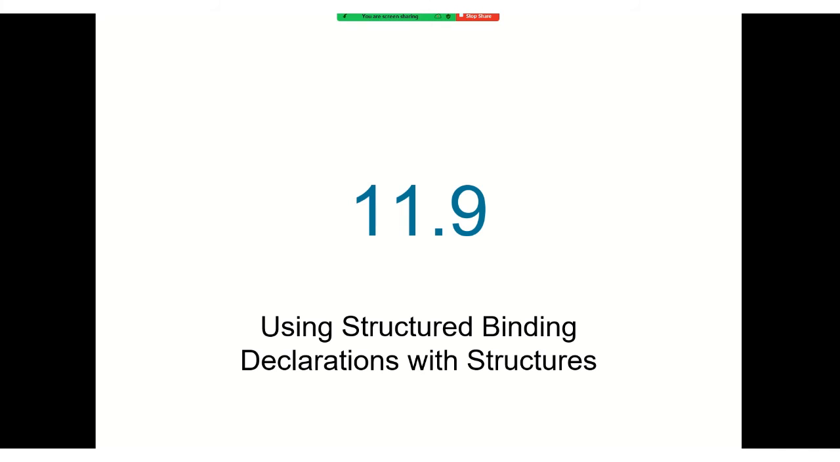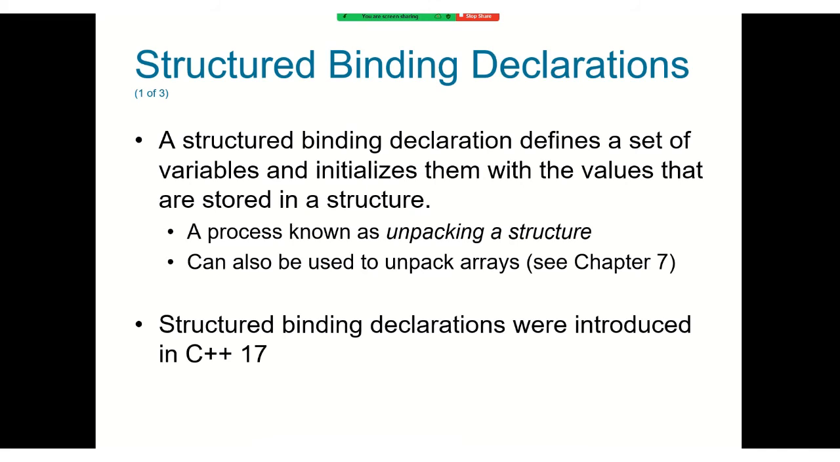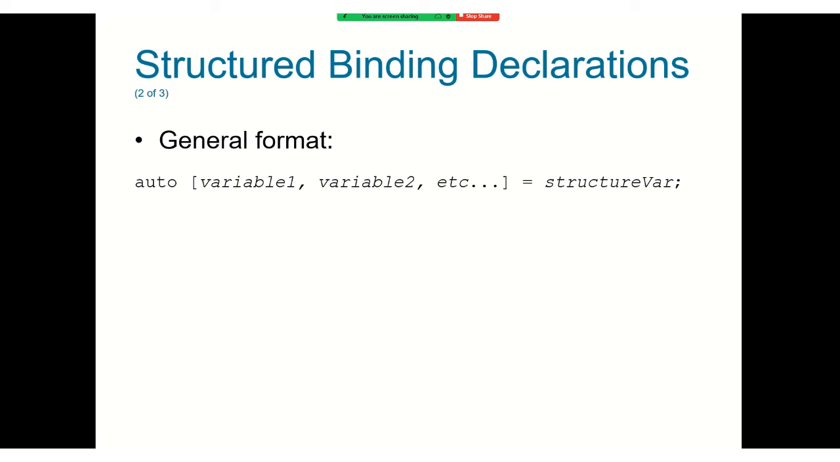And then using structured binding declarations with the structure. This is important. A structured binding declaration defines a set of variables and initializes them with the values that are stored in a structure. This process is called unpacking of a structure. So let's see, you have the general format, like auto. You are using the auto variable here.